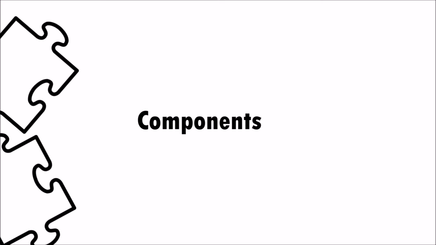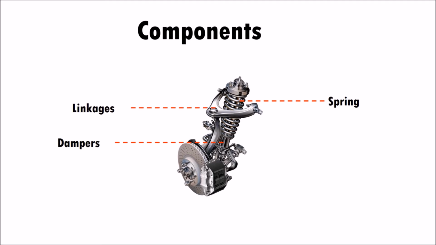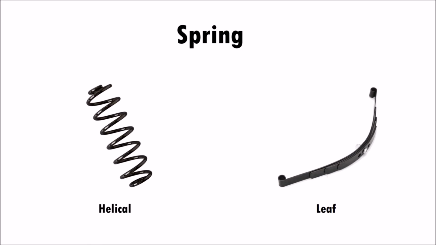Now let's discuss the components of the suspension system. There are three main components of the suspension system, which are the spring, the damper and the linkages that are used to attach the suspension system to the main frame or the body of the car. Now, there are two types of springs which are used in vehicles: helical springs and laminated leaf springs. Leaf springs are mainly used in heavy vehicles and will not be discussed here.